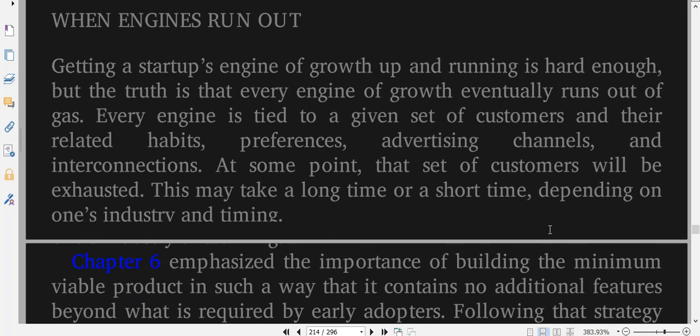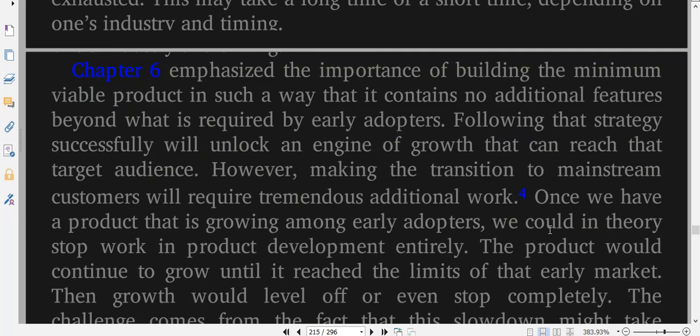But the truth is that every engine of growth eventually runs out of gas. Every engine is tied to a given set of customers and their related habits, preferences, advertisement channels, and interconnections. At some point, that set of customers will be exhausted. This may take a long time or a short time depending on the industry and timing.